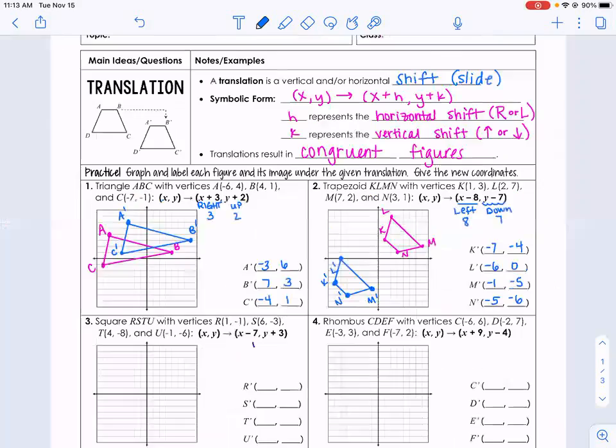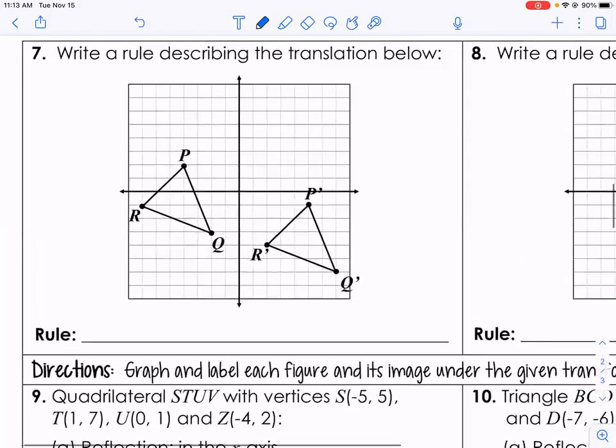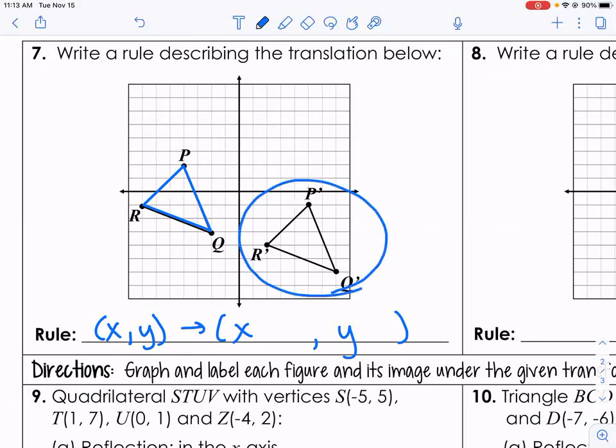Okay, so this is what I want you to do. I want you to turn to number 7. Turn to number 7. I want you to figure out what our rule is. So X comma Y goes to X. So we're going to either add or subtract something to X. We're going to add or subtract something to Y. Which one is the starting shape? This one right here, the one without the little tick marks. Okay, so this is our starting shape. How do we get to this shape? I want you to figure that out with your elbow partner.